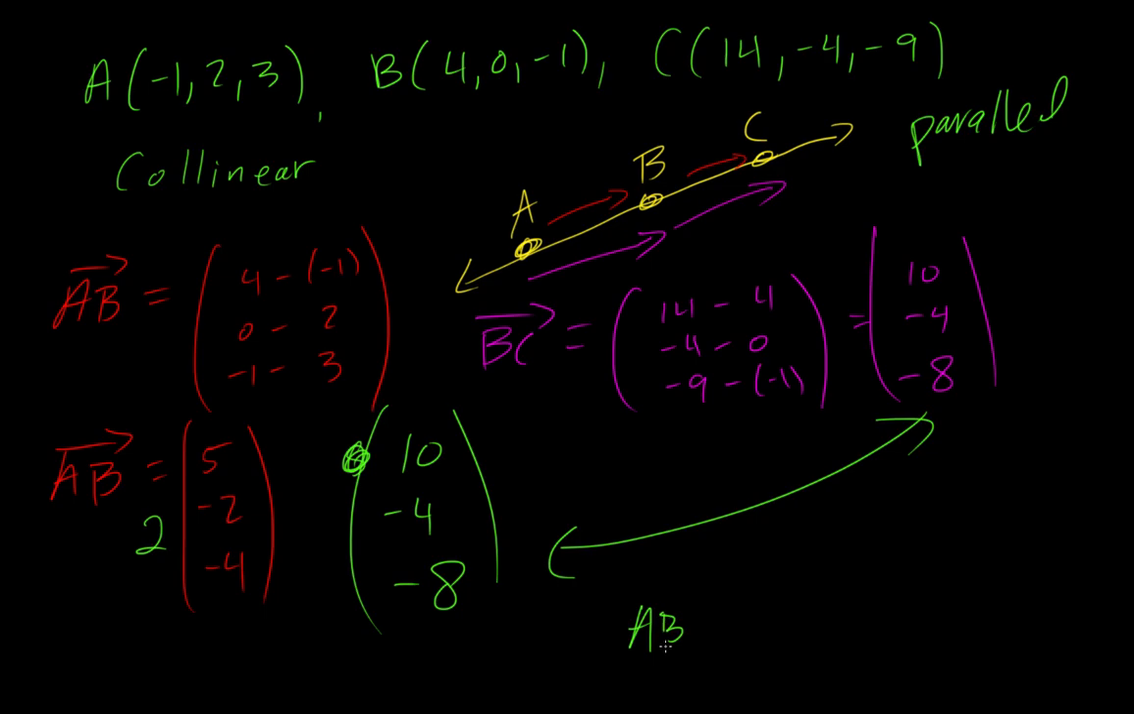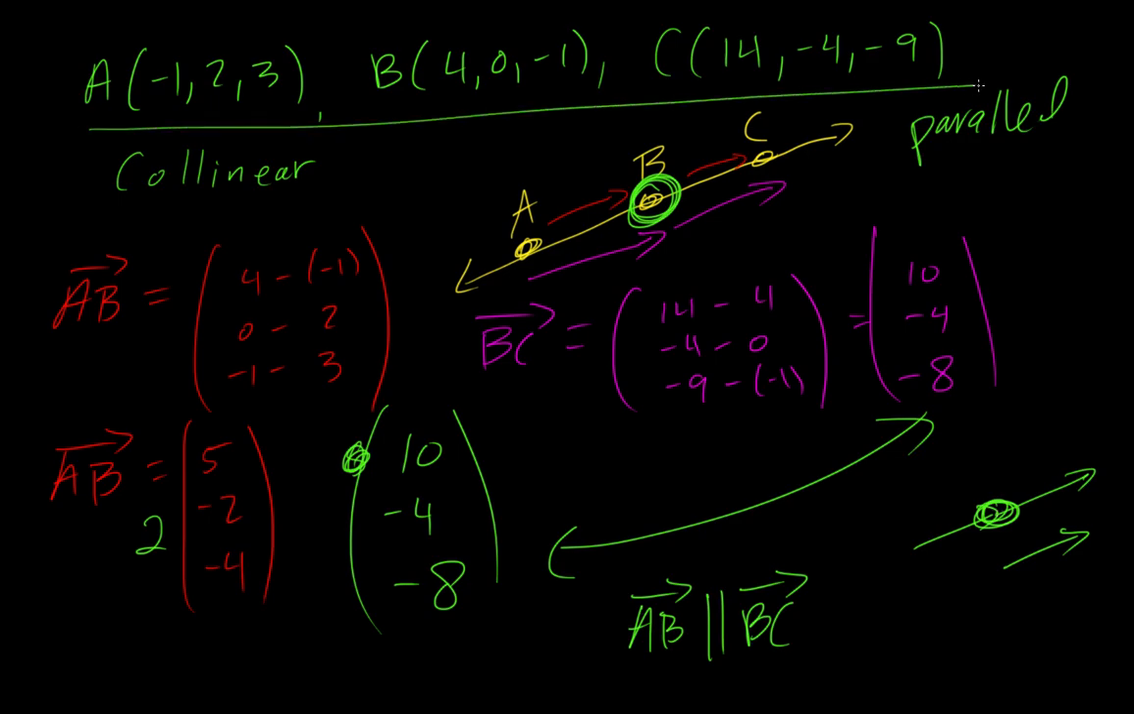So AB is parallel to BC. But like I said, that could mean that it's something like that. Now, because they both have B in common though, there is no way to make these parallel without them being collinear, because they have to share B. So once we make that point, then we can say A, B, and C are collinear.